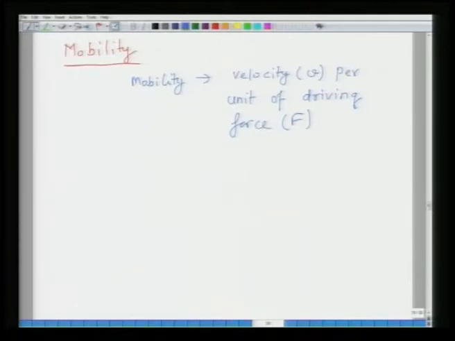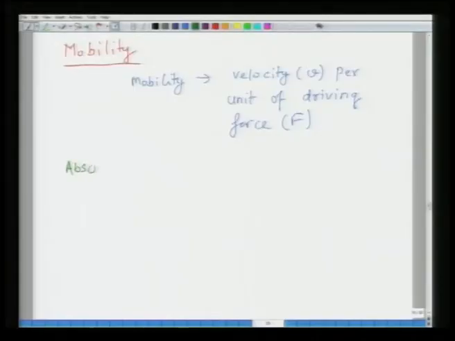This driving force could be a thermodynamic force, a chemical force, an electrochemical force, or an electrical force, any kind of force, but as a result of this force, the velocity which is achieved, the ratio of this velocity to the force is called mobility. And so, there are various forms of mobilities. So, the first form is called absolute mobility.